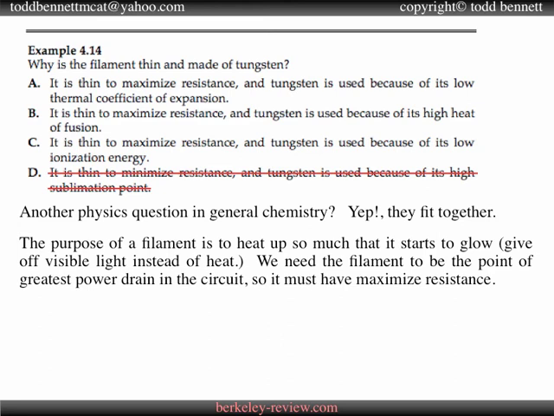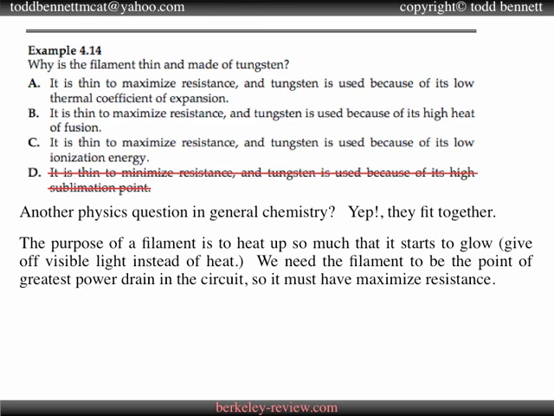Okay, so now for what I want from the tungsten filament. If the tungsten filament had a very low thermal coefficient of expansion, then it won't expand, and that sounds kind of useful. That could definitely be beneficial because you want it to stay the same size, because changing size could change resistance. So A is a tempting answer. The tungsten is used because of its high heat of fusion. Well, heat of fusion is the melting point, essentially. And so if you have a high heat of fusion, it takes a lot of energy to melt it, you have a high melting point.